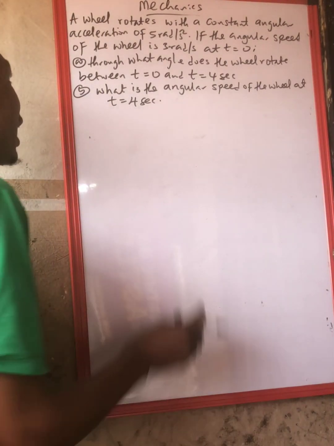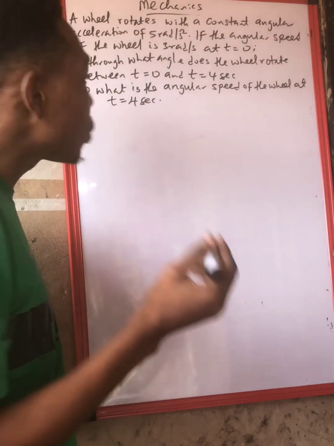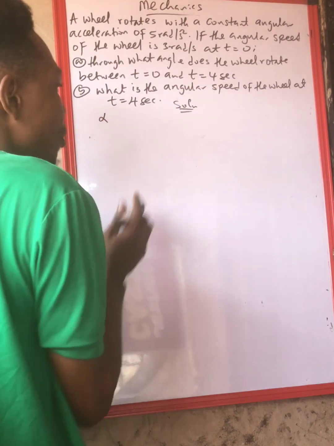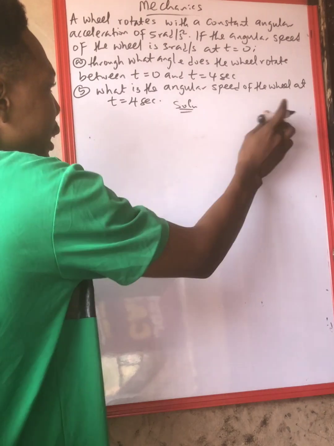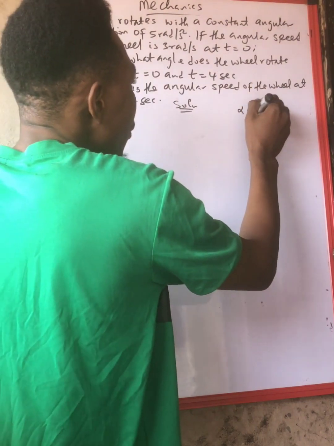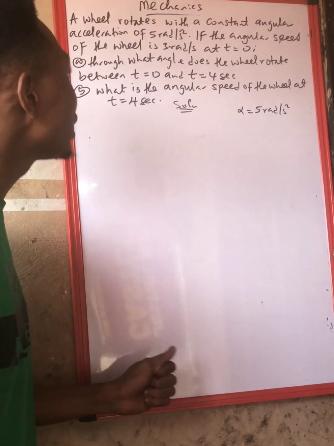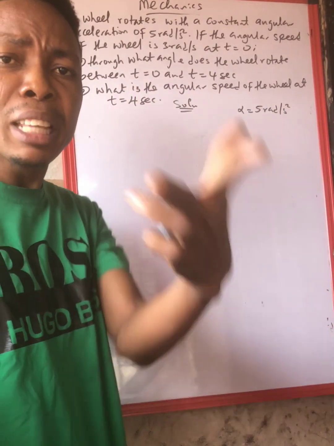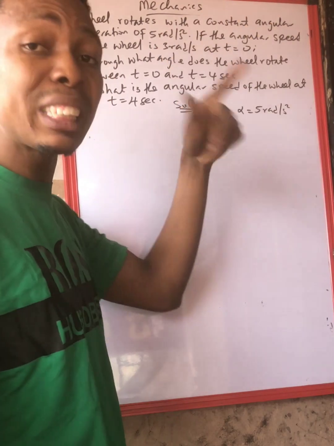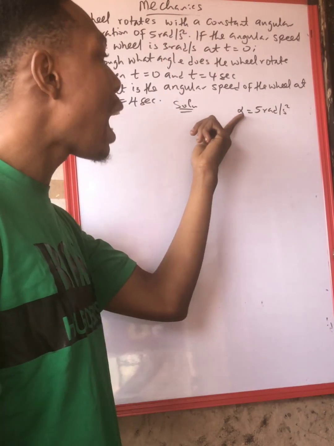Now from here we're told that a wheel rotates with a constant angular acceleration. The symbol for angular acceleration is alpha. We are given alpha as 5 rad per second squared. Sometimes they may not use the words constant angular acceleration. They may just tell you that a wheel rotates with a speed of 5 rad per second squared. Even with the unit rad per second squared, you know that they are referring to alpha, which is angular acceleration.